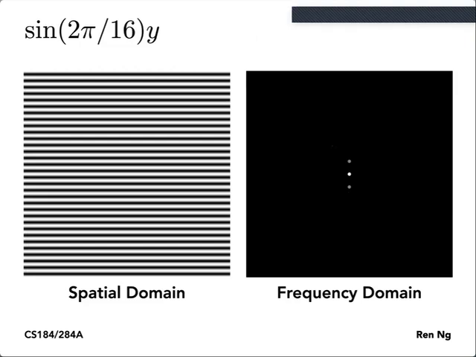Chetan, did I pronounce your name right? Yeah, thanks. I was wondering, why do we have mirror dots? Why do we need two dots, one on either side of the center one? Yeah, good question. Why do we need it? It just turns out this is a mathematical fact about the nature of the Fourier transform.